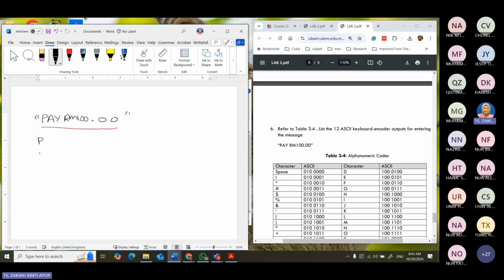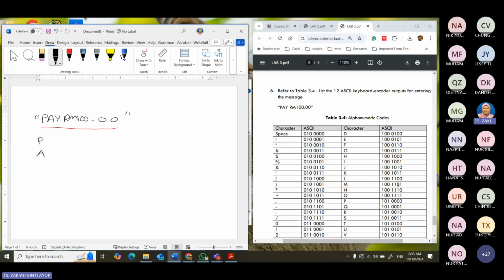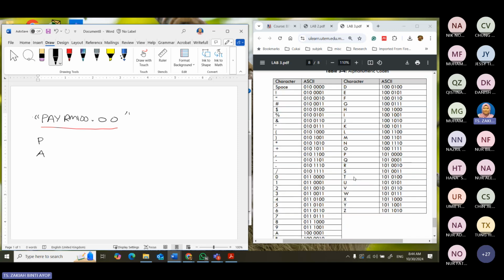You refer to the ASCII table. So first, each of these characters is represented by one ASCII code. So you just need to read the ASCII table and look at the certain characters. For capital letters and small letters, they have a different ASCII code.